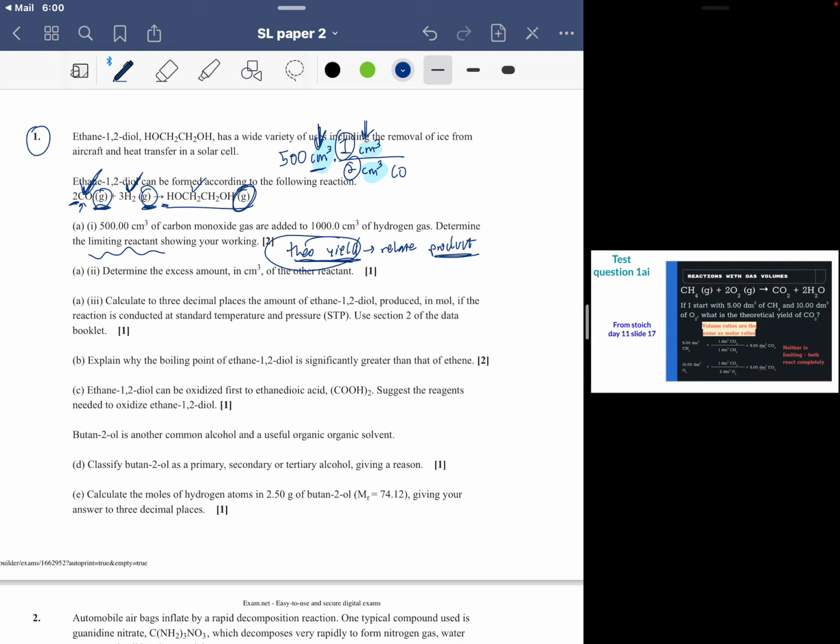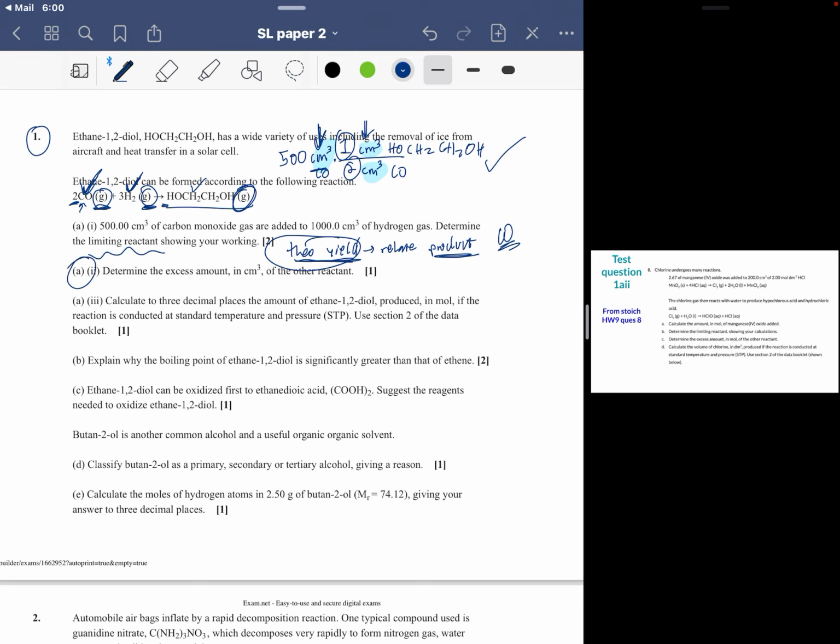All right, so I'm comparing carbon monoxide with my product. So you do this for both reactants, for carbon monoxide and hydrogen gas. You find that carbon monoxide is limiting. You did need the correct work there to get full points.